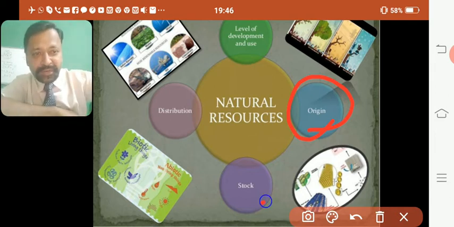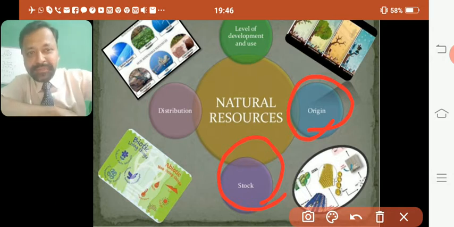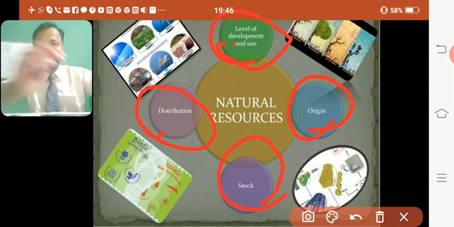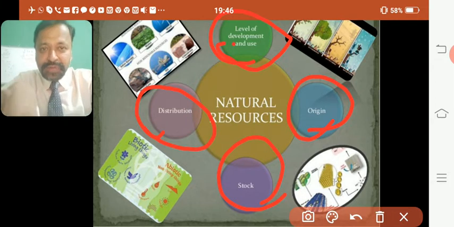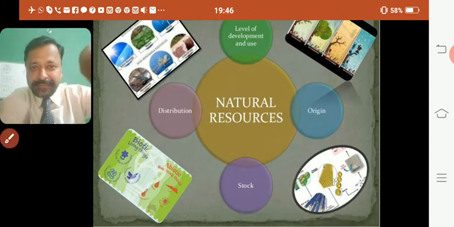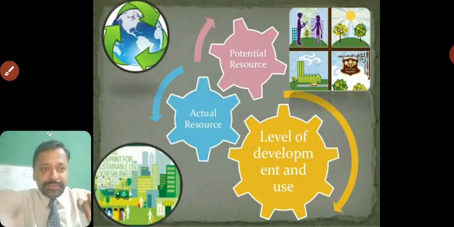Natural resources can be based on the origin, whether it's biotic or abiotic, from where it is originating. Then we can see stock, whether it's renewable or non-renewable. We can see distribution, whether it is ubiquitous or localized, or we can see on the basis of level of development. That means whether it's a potential resource or actual resource. Now we'll go into this in detail one by one. Okay, we'll go ahead.